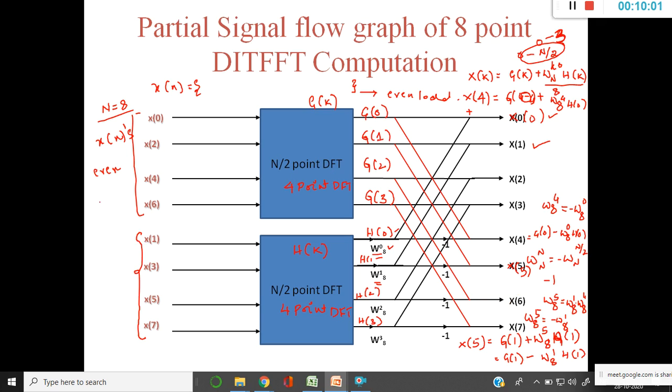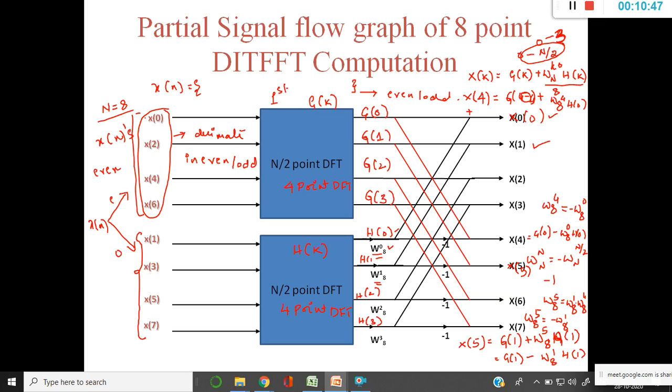I have an input signal x of n. Input signal x of n is divided into even signal and odd signal. Now we calculated n by 2 point DFT by the formula method. That's what we have done. This is the first stage, I call. In the next stage, once again this is n by 2 point DFT. Once again, I take this as one sequence and try to decimate this in terms of even and odd.